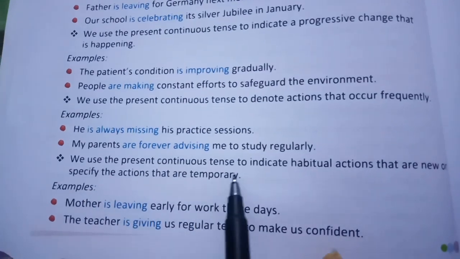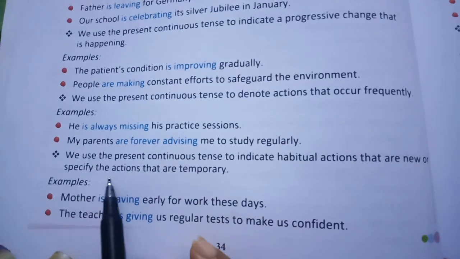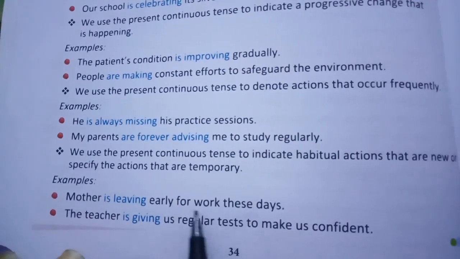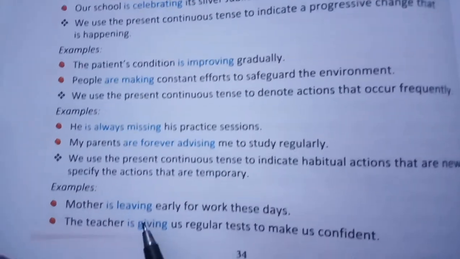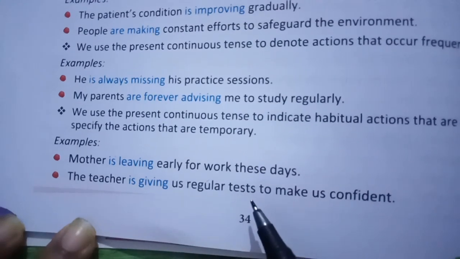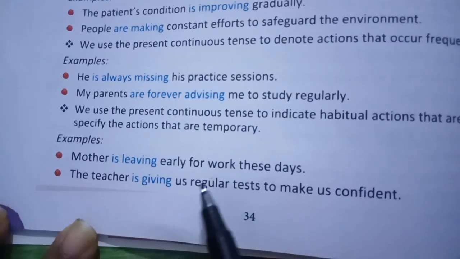We use the present continuous tense to indicate habitual actions that are new or to specify actions that are temporary. Mother is leaving early for work these days. It means it is a temporary action for these days. Earlier she was not leaving early, but now she has started leaving early for work.